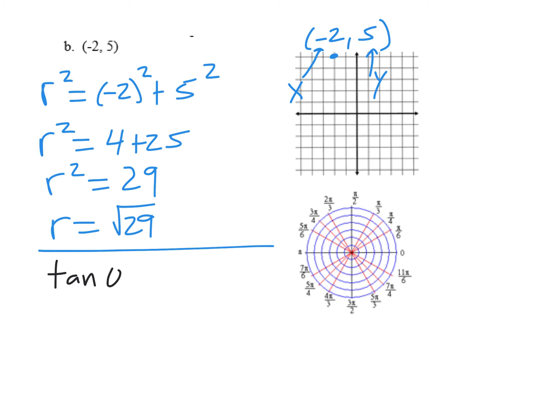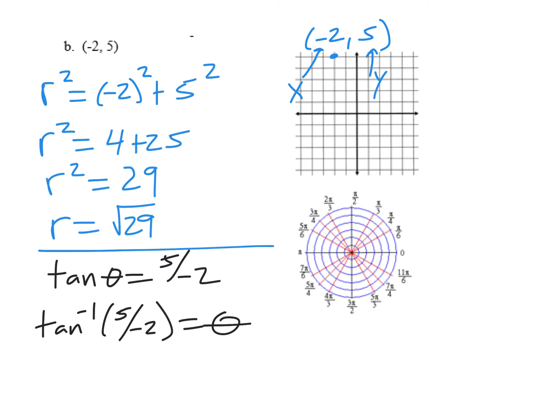And to get theta, we'd use the tangent value of y over x. Throw that into a calculator, it'll tell you 68.2 degrees. Okay, 68.2. Now, it's not really a problem, it's just a situation I need to address. We've got to pay attention to our quadrant.